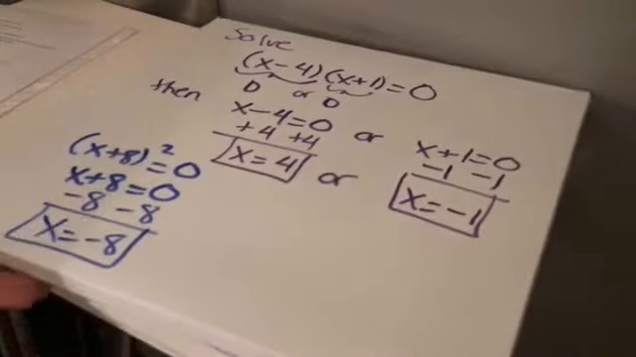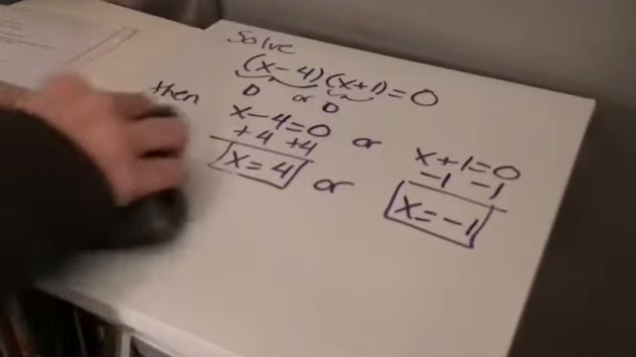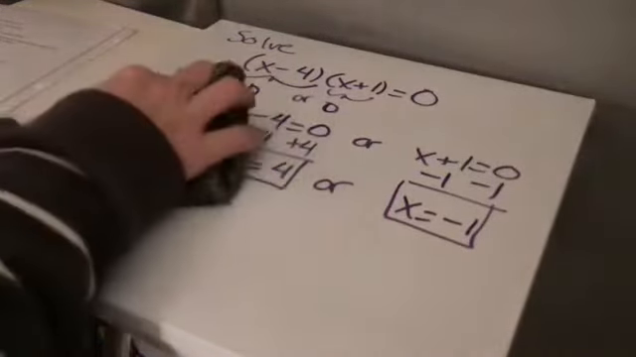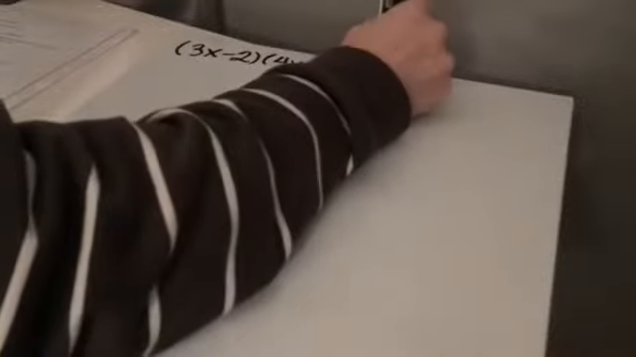Okay? So you do this for however many factors there are. There are 3 factors. Set each one equal to 0 and solve for x. There are 10 factors. You would set each one of those equal to 0 and solve for x. Okay? So let's say 3x minus 2 times 4x plus 3 times x plus 4 equals 0.